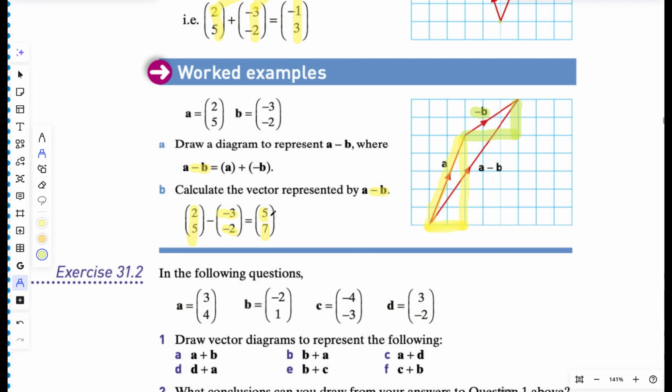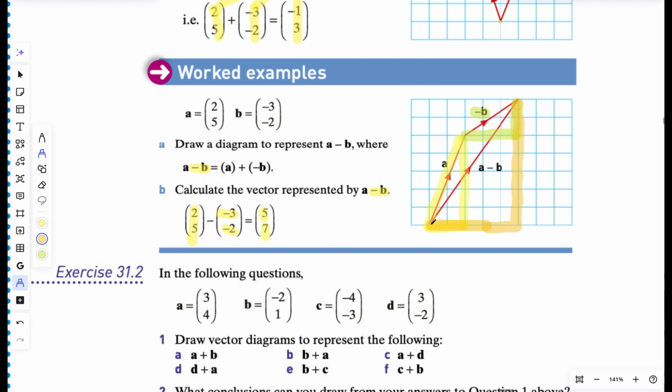Now A minus B, you can see, is 5 on the x-axis and 7 on the y-axis. So I'm going to count 5 boxes. 1, 2, 3, 4, 5. So it will stop here. And positive 7 on the y-axis. So I go up. 1, 2, 3, 4, 5, 6, 7.